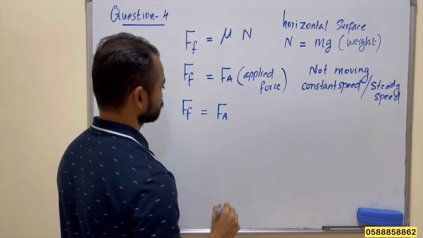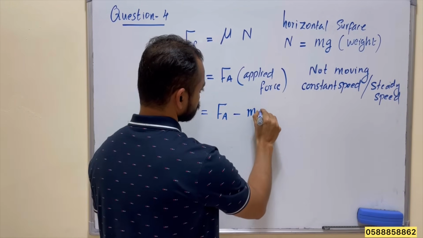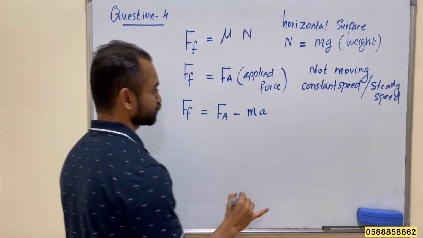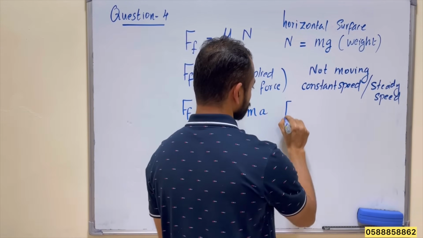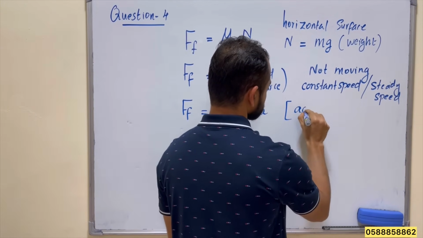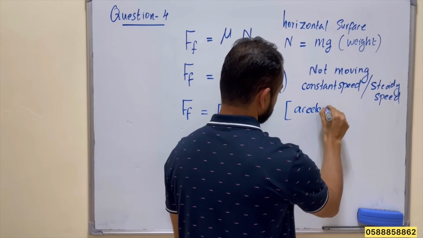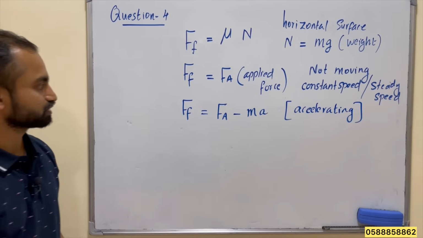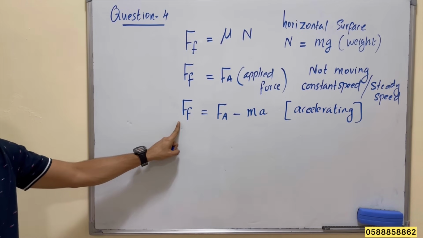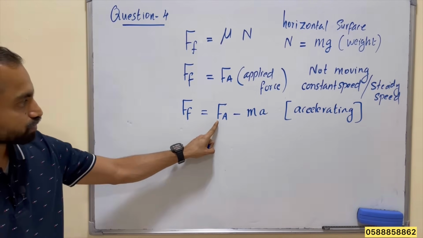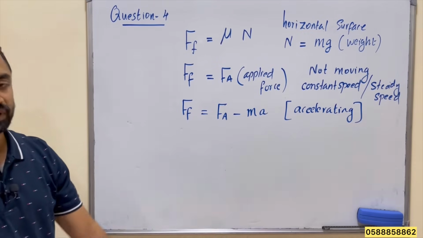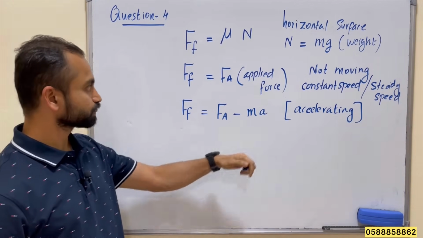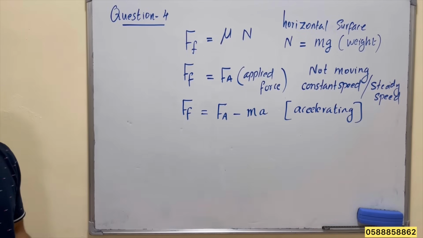Then number 3, another equation to calculate force of friction: force of friction is equal to applied force minus mass multiplied by acceleration. If the object is accelerating, it means acceleration is given in the question. If the object is accelerating, then you can calculate friction using this equation: frictional force is equal to applied force minus mass multiplied by acceleration of that object. m is the mass of the object. So these are the three equations to calculate friction.